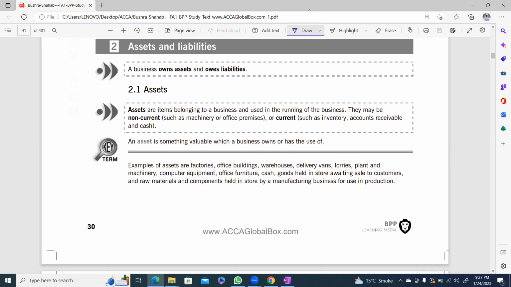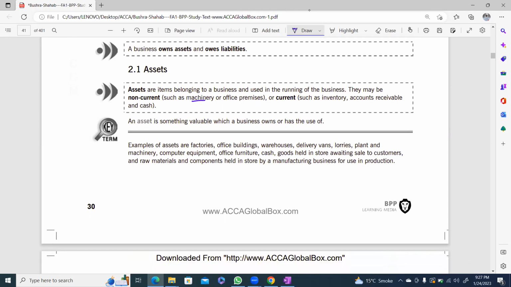Non-current assets are used for long term, such as machinery. When you buy a machine, it has life of more than 1 year. That is, you can use that machine or produce units from that machine for more than a year. So you will say that this is a non-current asset. Like land, building, property. All these are under the category of non-current assets. Factories, office building, warehouse, delivery van.